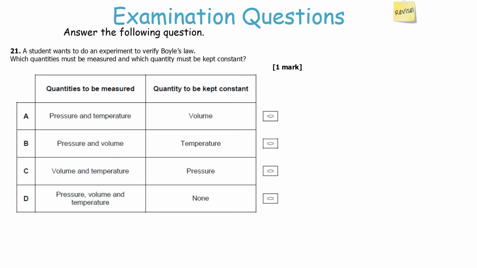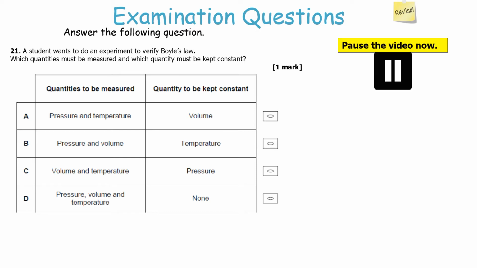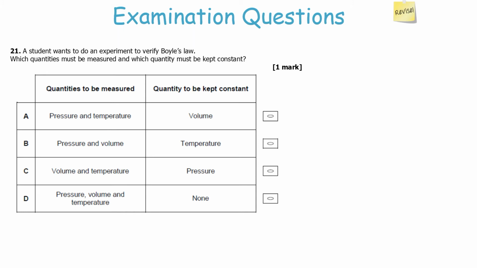Next question. A student wants to do an experiment to verify Boyle's law. What quantities must be measured and which quantity must be kept constant? Pause the video now, then unpause the video when you want to go through your answer. Right.